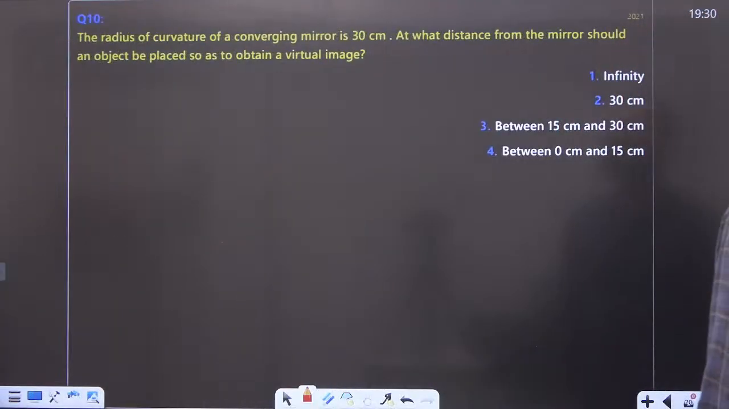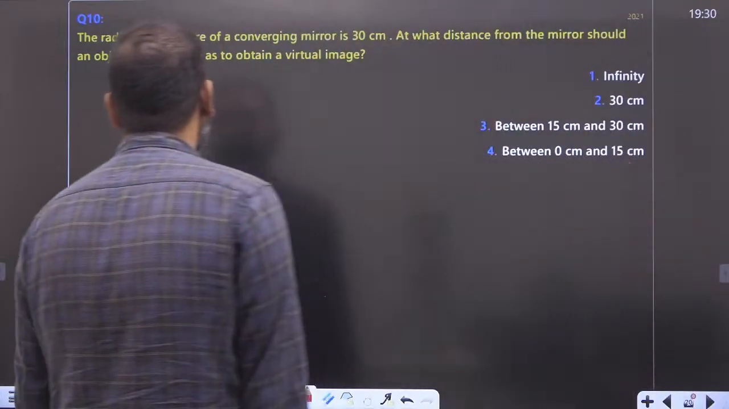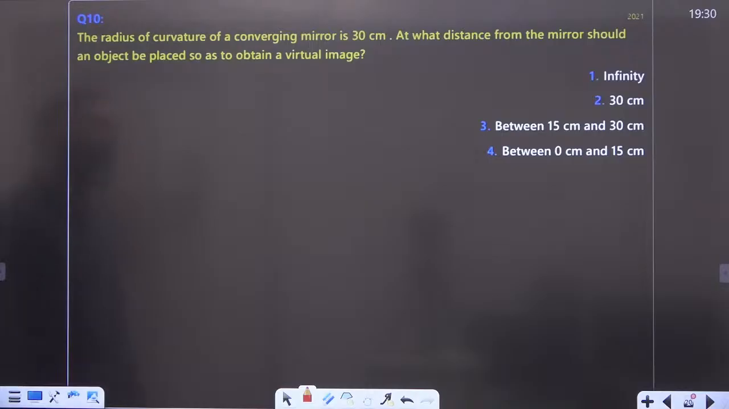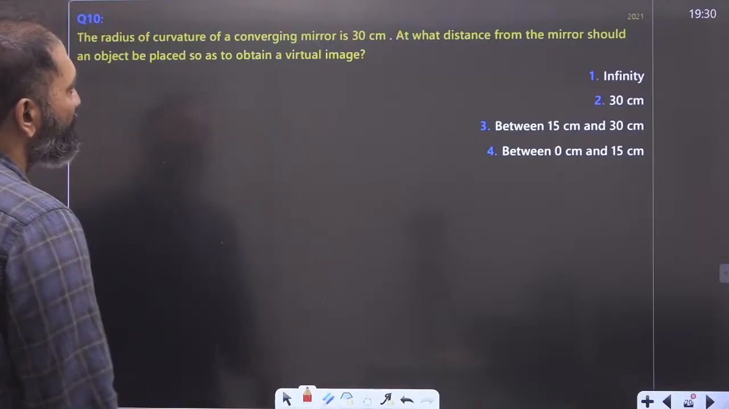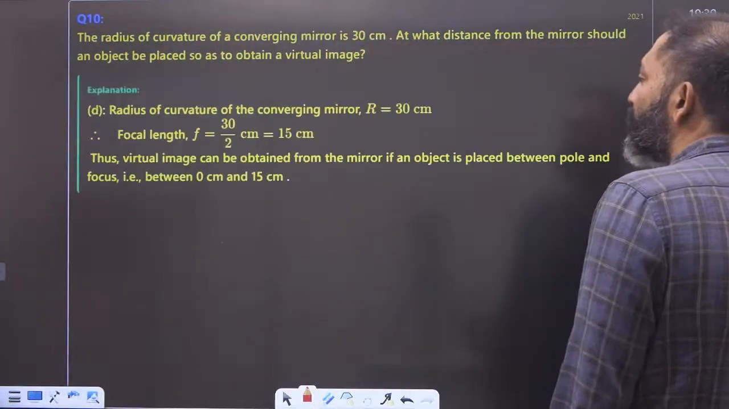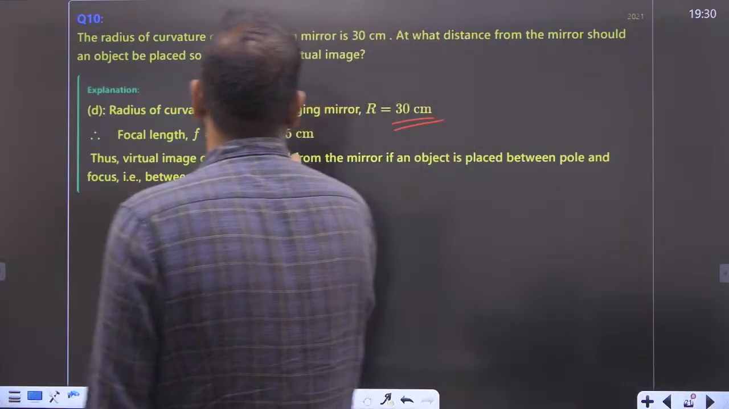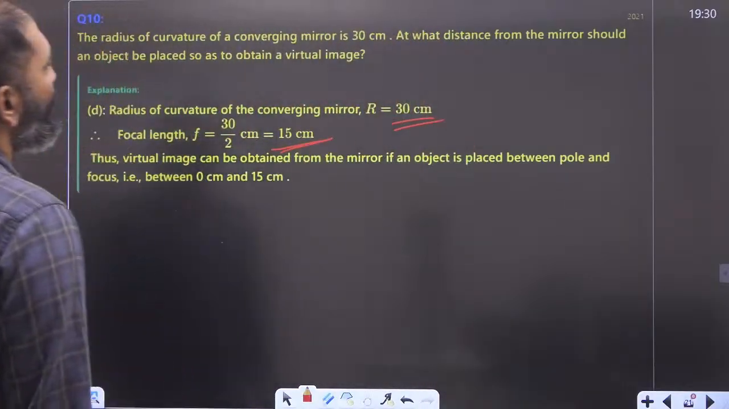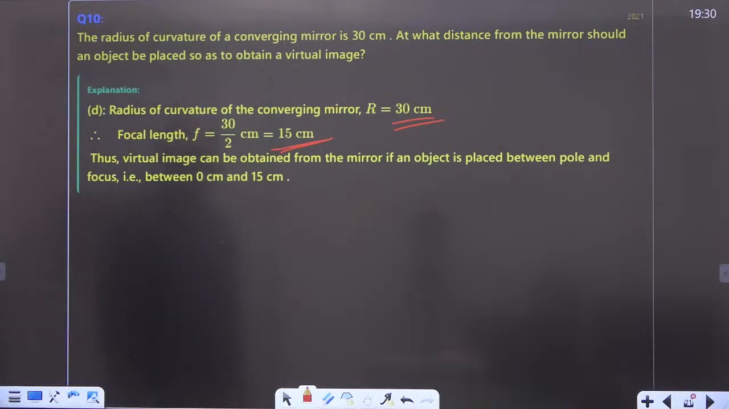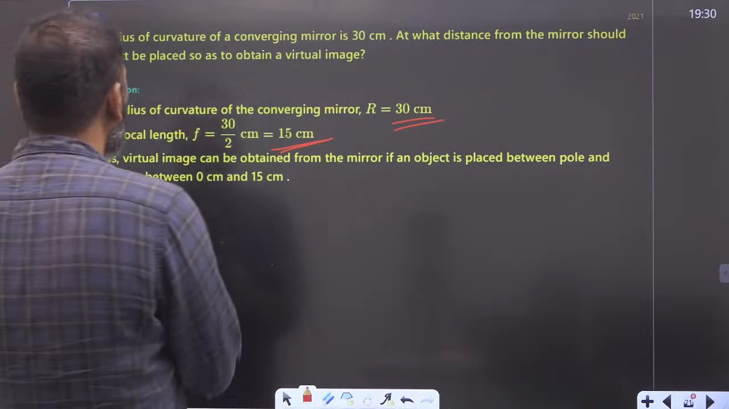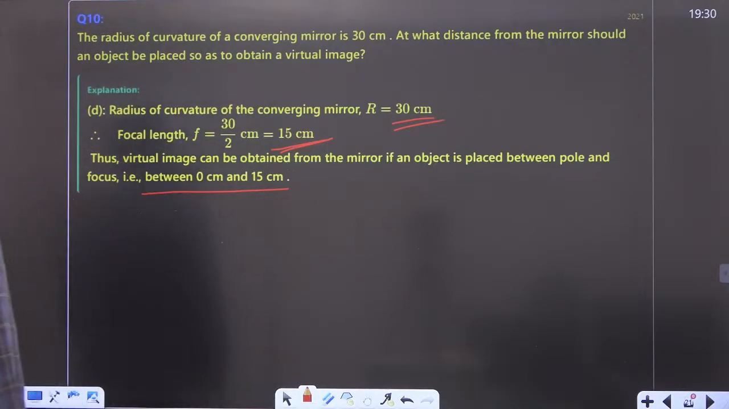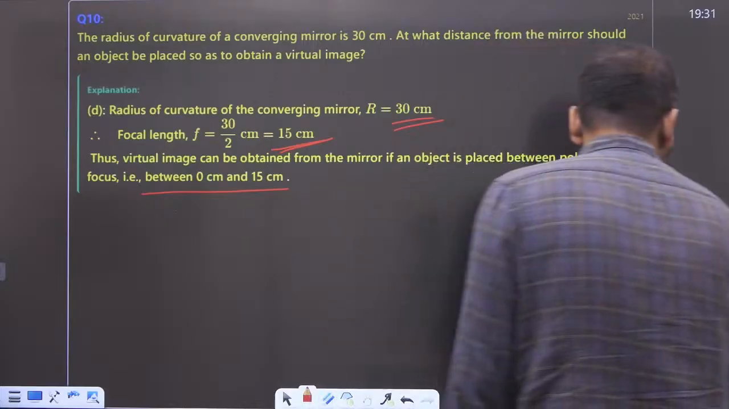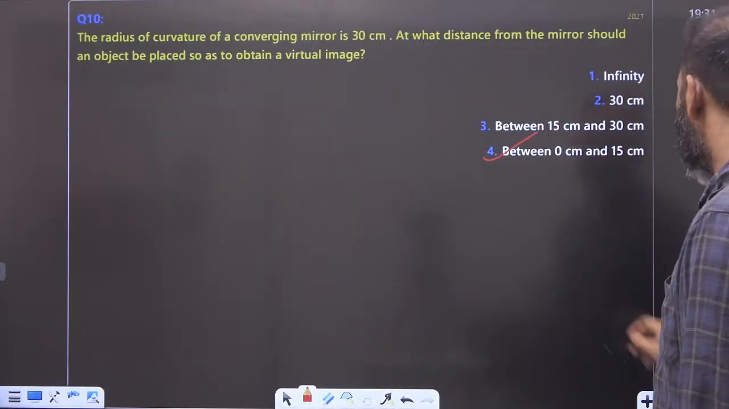The radius of curvature of a converging mirror is 30 cm. At what distance from the mirror should an object be placed so as to obtain a virtual image? Radius of curvature is 30 cm. We know that R equals 2f, so the focal length is 15 cm. Thus a virtual image can be obtained if the object is placed between the pole and the focus. A concave mirror forms a virtual image only in the special case when the object is kept between the pole and principal focus. So it should be between 0 and 15 cm. Fourth case.